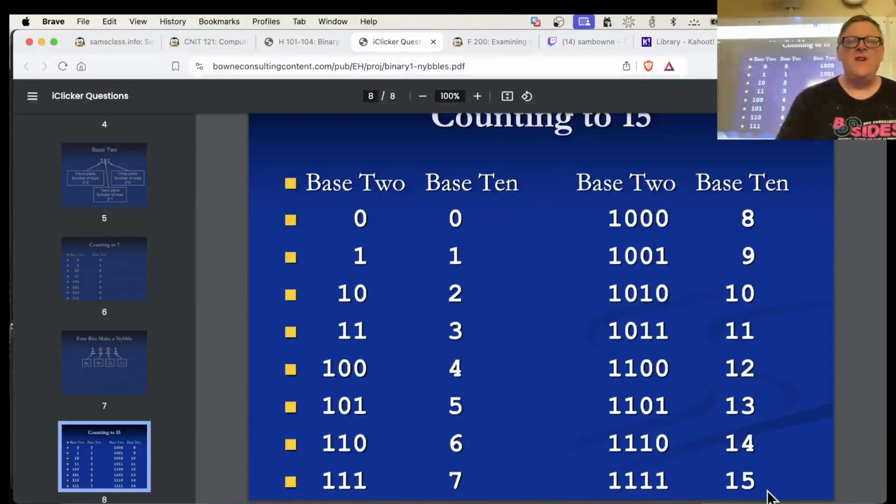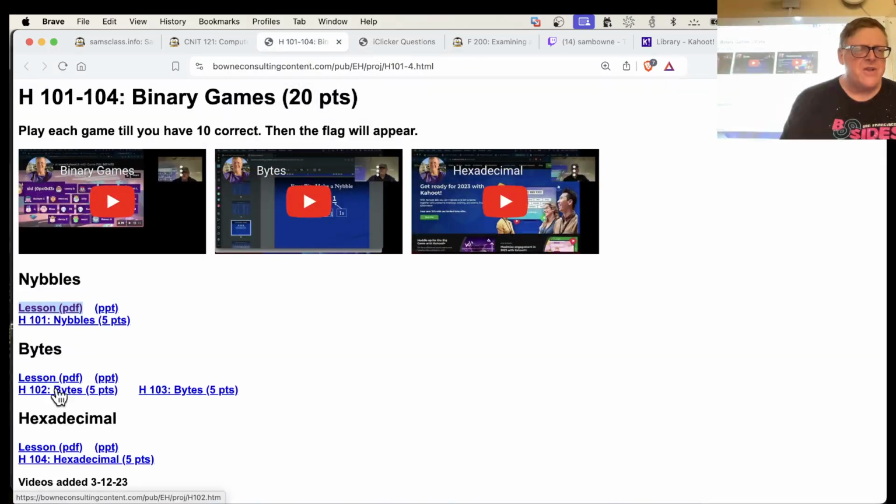And so here's all the nibbles. 1, 1, 1, 1 is 15. Here's 1, 0, 1, 0, which is 10. And by the way, all the even numbers are even in base 2, and all the odd numbers are odd in base 2, which means they have a 1 on the right. So a lot of the familiar things you know about numbers continue to be true. But this is how 4-bit objects convert to base 10. And now we're going to take a look at 8-bit objects.